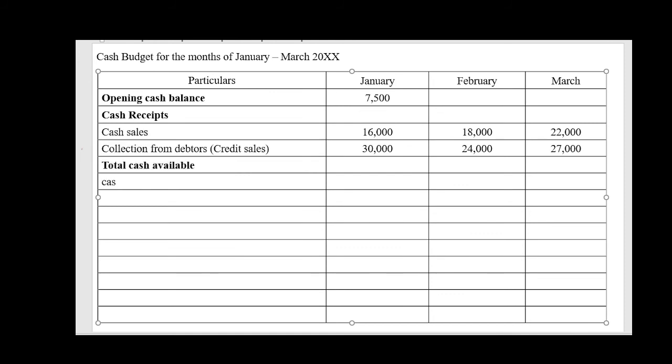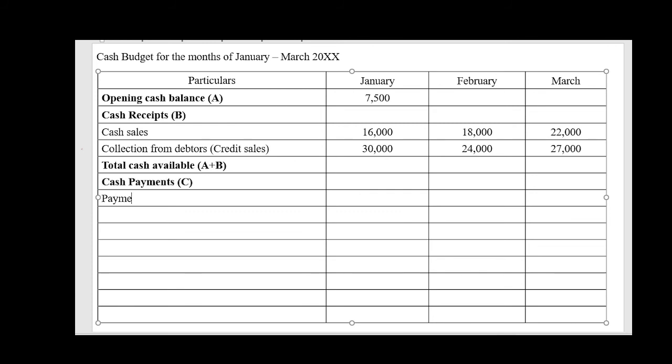Next, we'll look into cash payments. Before that, let us keep the cash balance as A, total cash receipts as B. So total cash available will be A plus B. Let us keep cash payments as, what are the cash payments?